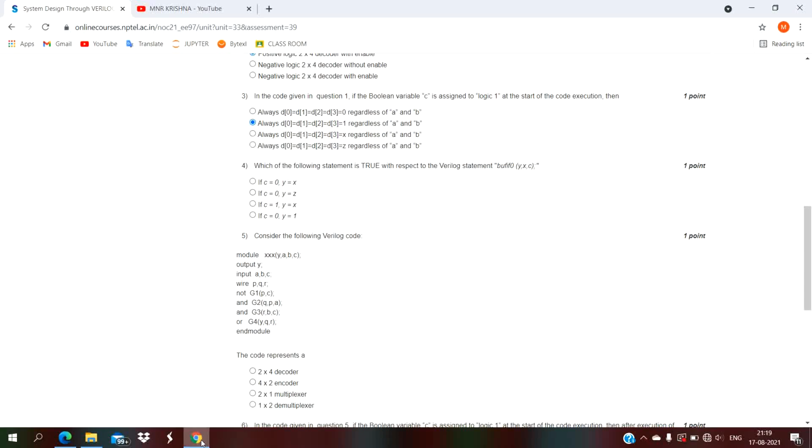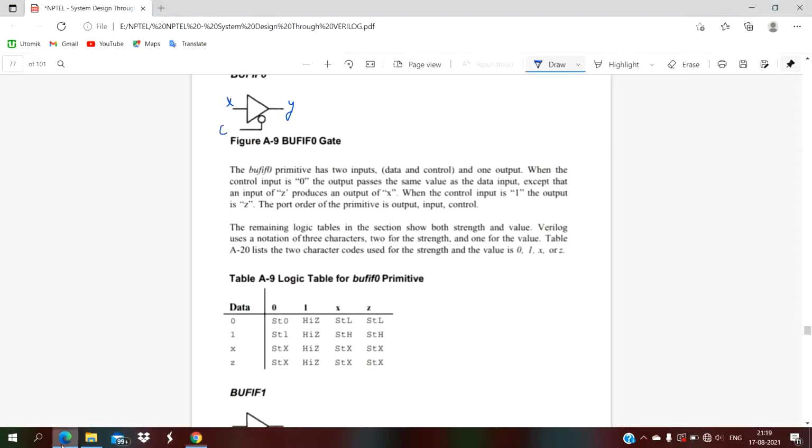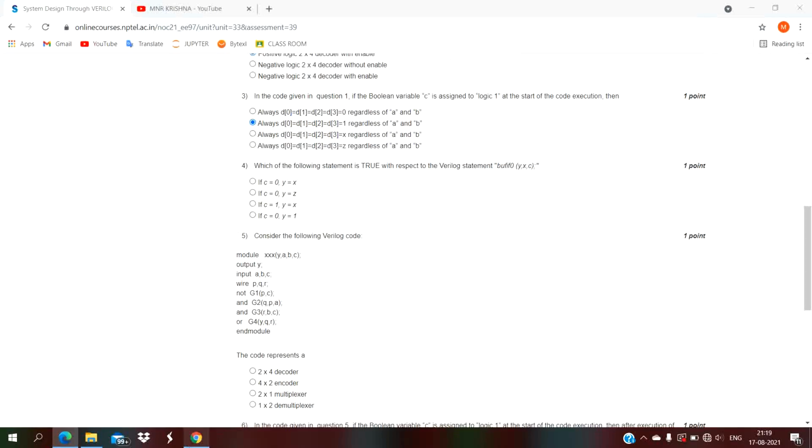First we have to apply 0. If C is equal to 0, the output passes the same value. So Y is equal to X. So if C is equal to 0, Y is equal to X. A is the correct answer.